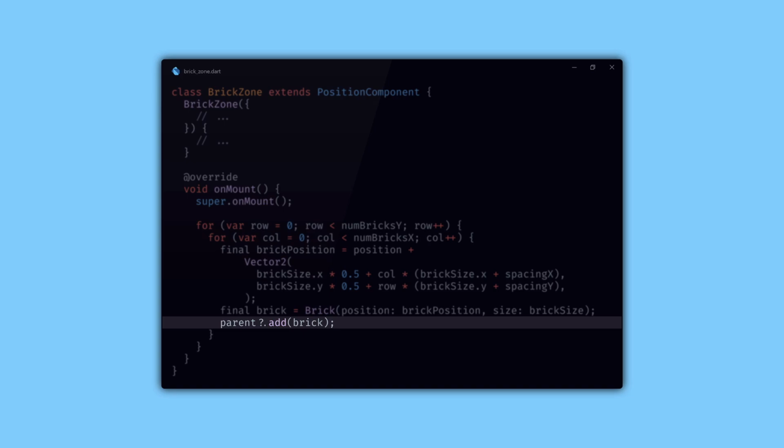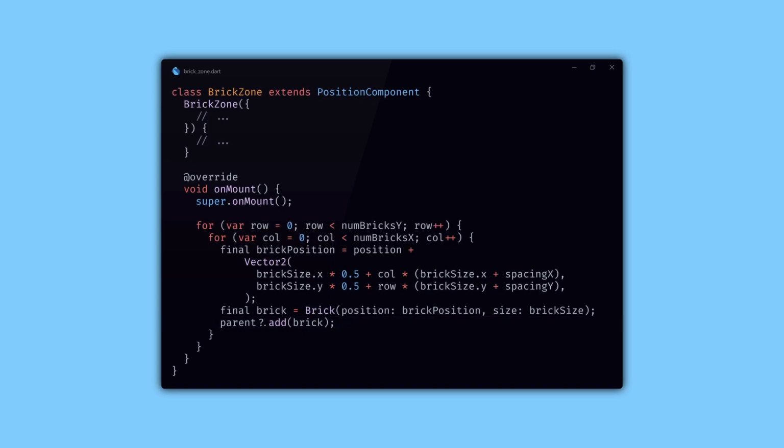Note that body components are always supposed to be added as a direct child of the Forge2D world component. And the parent of BrickZone is going to be BrickBreakerWorld, which is a Forge2D world. But the parent property of any component is valid only once the component has been mounted, which is why we are doing this in the onMount method instead of the onLoad method.